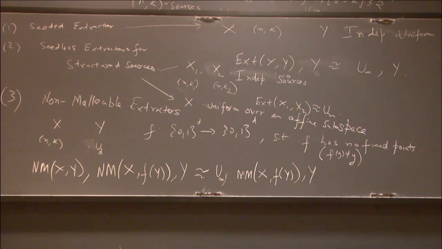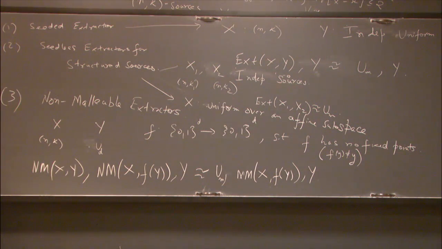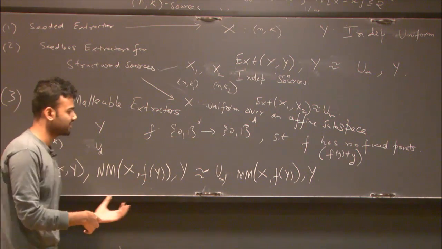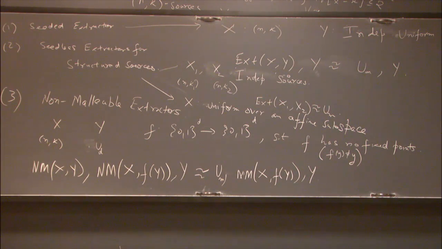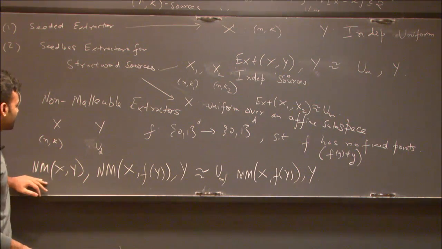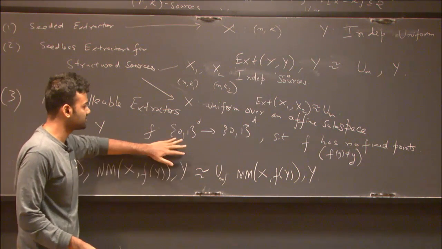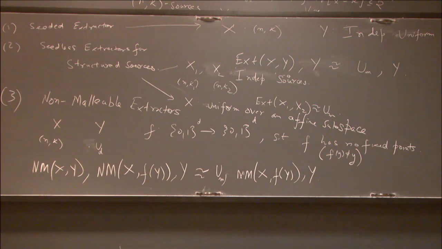Right? So, I mean, obviously, if, for example, f was the identity function, then these random variables are the same. So you cannot expect this to be uniform conditioned on this, right? Okay, so the non-malleable extractor has to work for all n comma k sources, a uniform seed, and any adversarial function f which satisfies the condition that it has no fixed points.